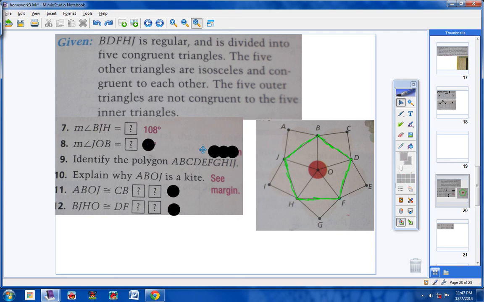Okay, now identify the polygon ABC all the way around. Well guys, that's 10 sides. Okay, add up all the sides. That's 10 sides. So we have a decagon. Okay, not too difficult. We have a decagon.